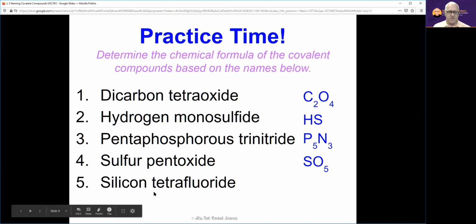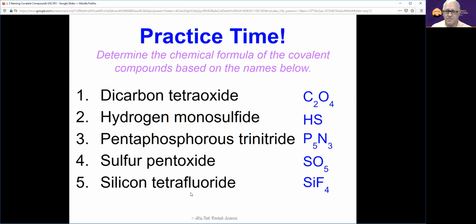Then we got this nice one down here, silicon tetrafluoride. I think tetra is 6, so I'm going to have Si F6. Whoops, no, tetra is 4. My mistake. See, even if you work with this stuff all the time, sometimes you forget. That's why having that little chart is going to be helpful for you. So silicon tetrafluoride, SiF4.